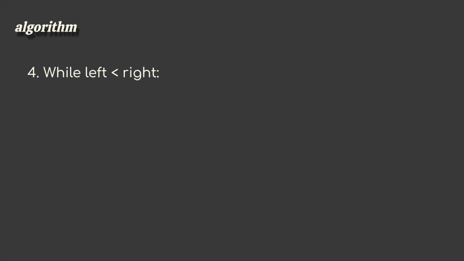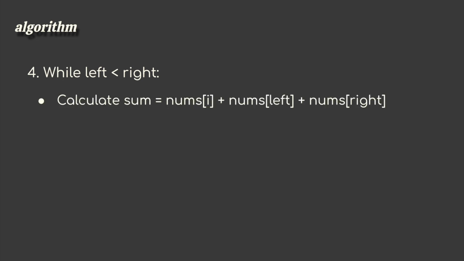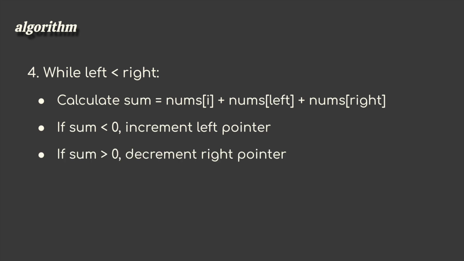Then, while the left pointer points to a number less than the right pointer, we calculate the sum, nums[i] plus nums[left] plus nums[right]. If the sum is less than 0, we want to increment the left pointer because we want the sum to be bigger next time and our array is sorted. So if we increment the left pointer, there will be a greater number in the triplet next iteration of the while loop. If the sum is greater than 0, we want to decrement the right pointer because we want the sum to be smaller in the next iteration of the while loop.